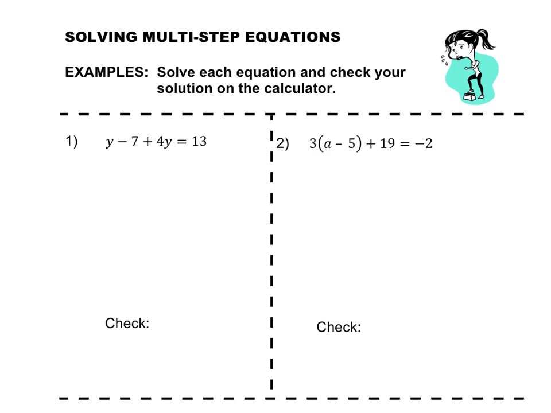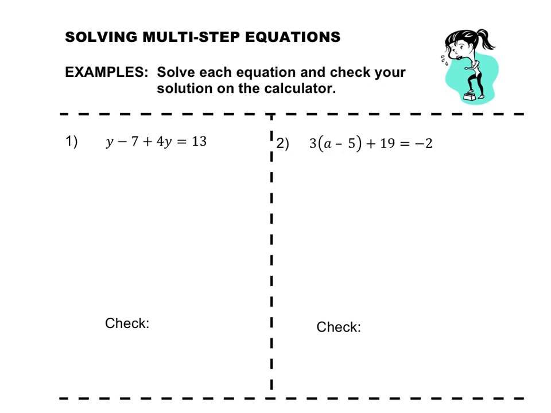Today's lesson is on solving multi-step equations. In these examples, we're going to solve each equation and then we're going to check the solution either with a calculator or by hand. Okay, so example number 1. We have y minus 7 plus 4y equals 13.